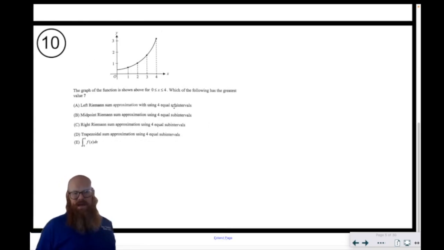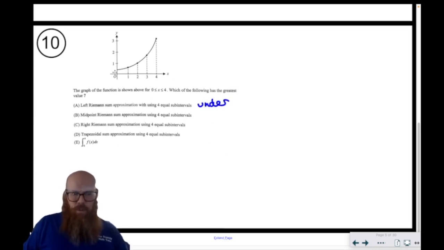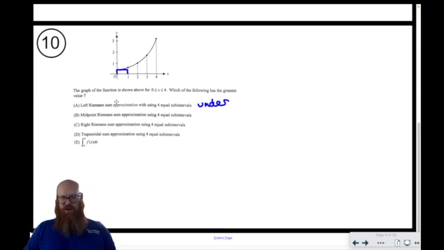All right, number 10, we got a conceptual question here. We got the graph of the function above, which has the greatest value. All right, so this is an increasing concave up function. All right, why that's important. A left Riemann sum is going to be an under approximation. If you want to see that, just make one that's to the left. All right, that is under. Then that is not going to be the greatest.